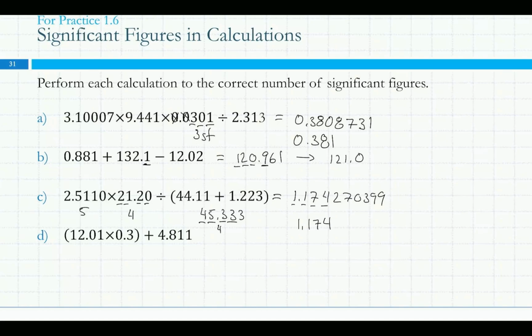All right, so last one. Do you have to go stepwise? Yes. So we have multiplication and addition. So this is 3.603 plus 4.811. But the 3.603, how many sig figs does that have?